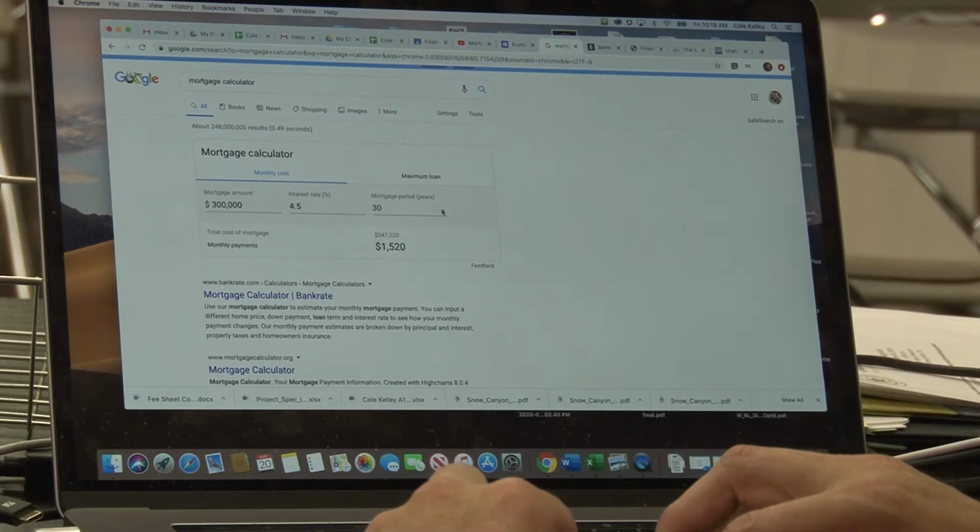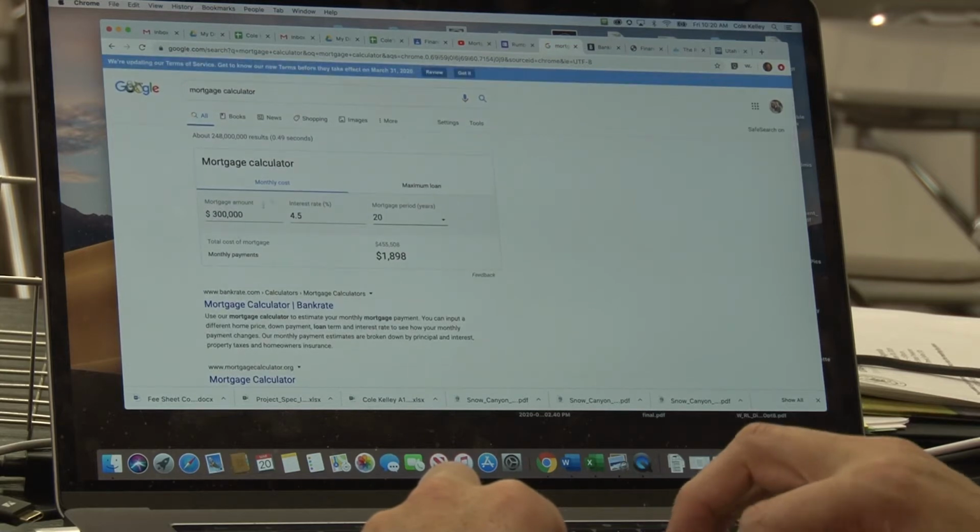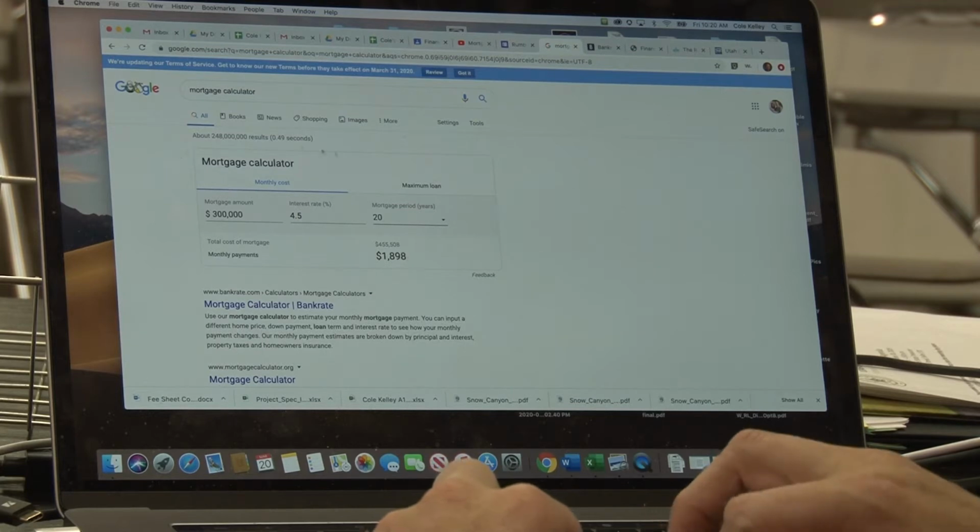So we've talked about this before. There's a couple of ways that we can reduce the amount of interest that we would end up paying on a mortgage. One way is to make bigger payments. So that would mean we pay it off faster. So if we went with a 20-year loan, notice our payments go up. We end up paying $1,898 a month, but notice that the total amount that we pay goes down. So we're at $455,000. So now we pay $155,000 of interest. That's a quick, easy way to do a mortgage calculation on Google.